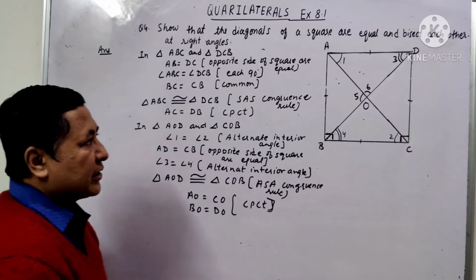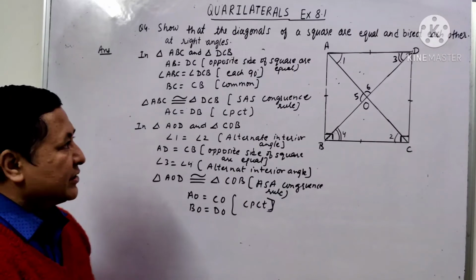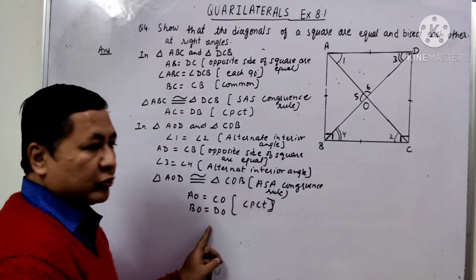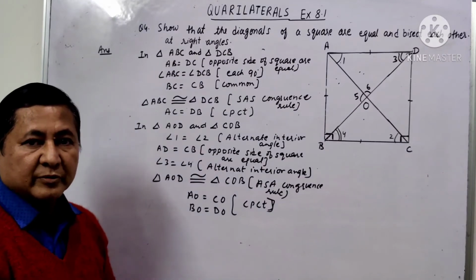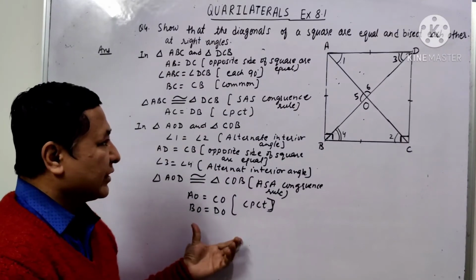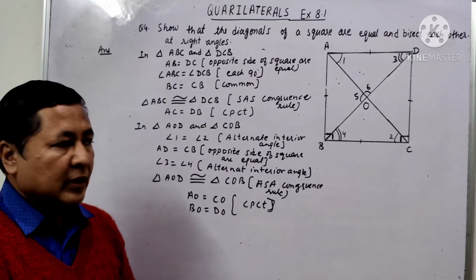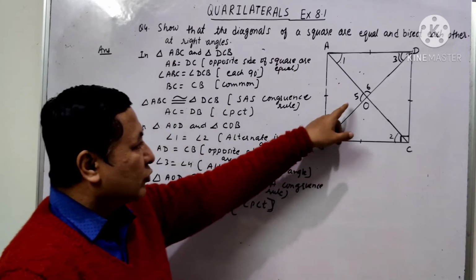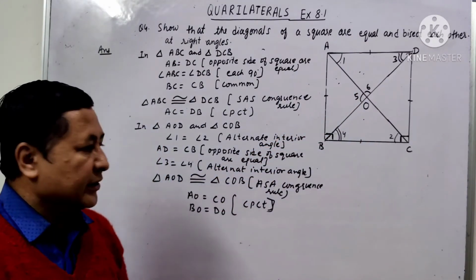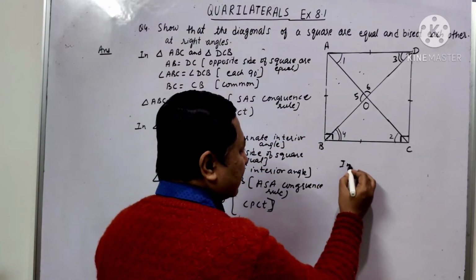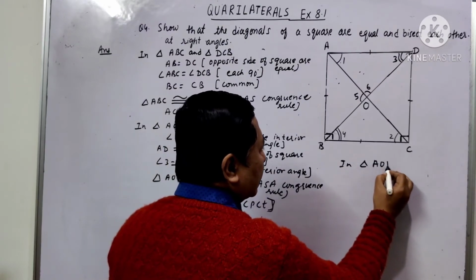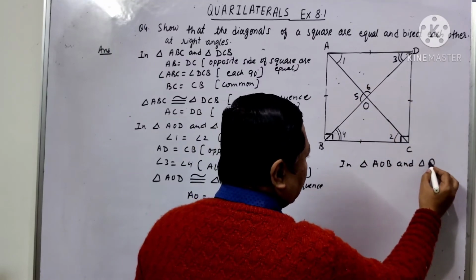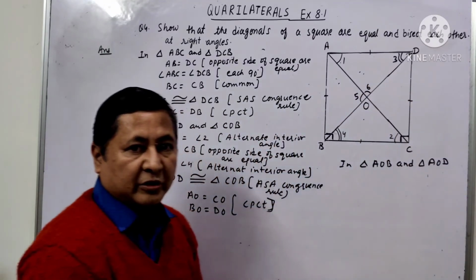Now let us take this. We have proved that the diagonals bisect each other because AO and CO are equal, DO and BO are equal. But one more thing we have to prove, that they bisect each other at a right angle. That means we have to prove that angle 5 equals 90 degrees. For that we will take triangle AOB and triangle AOD. Now again we are going to prove it congruent.